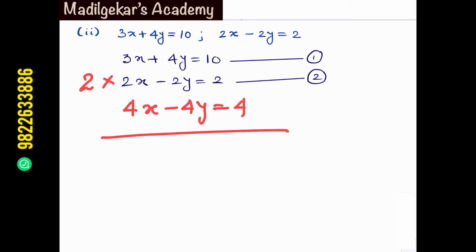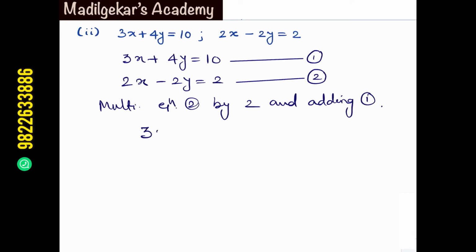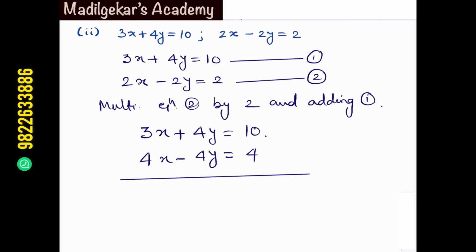And as you can see, y terms are same and are in opposite signs. They can be cancelled. So we'll remain with x term. So multiplying equation 2 by 2 and adding with equation 1. So 3x plus 4y equals to 10. 4x minus 4y equals to 4.